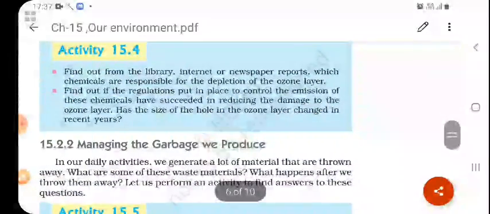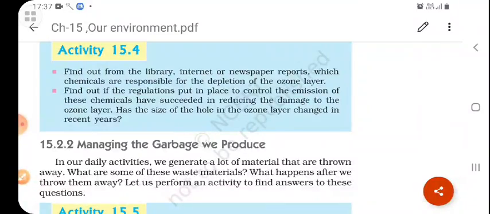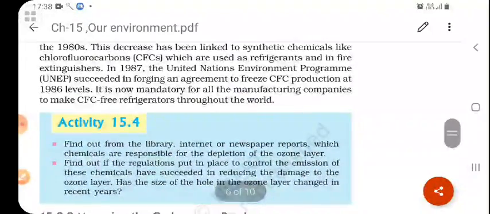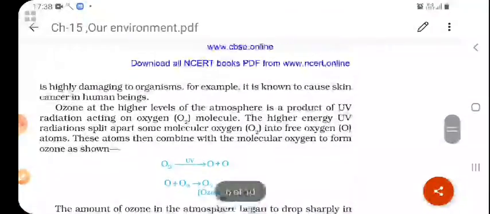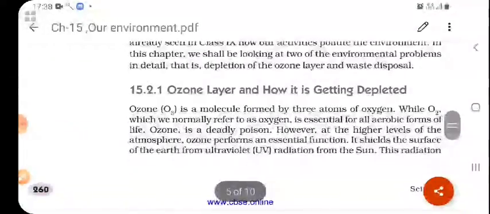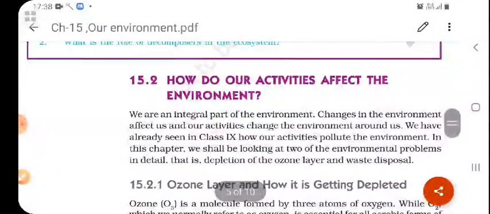In this chapter, we studied managing the garbage we produce, and ozone layer depletion is also an important factor in the pollution of our environment. So these are the basic activities of humans that we have to study, which are exploiting our natural resources.